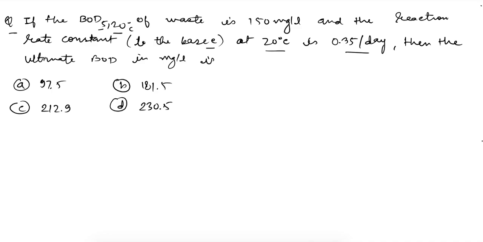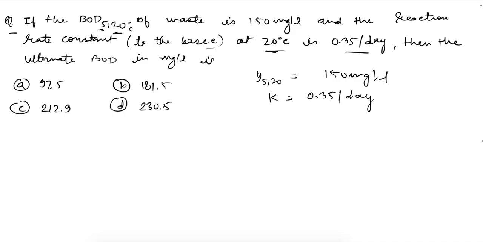So BOD, this is the standard way to denote it, that is, days and temperature both should be mentioned. So BOD 5 days and 20 degrees Celsius is given as 150 milligrams per liter, and we have been given the reaction rate constant, that is K, to the base of e, that is 0.35 per day. So it is also given for a particular temperature.